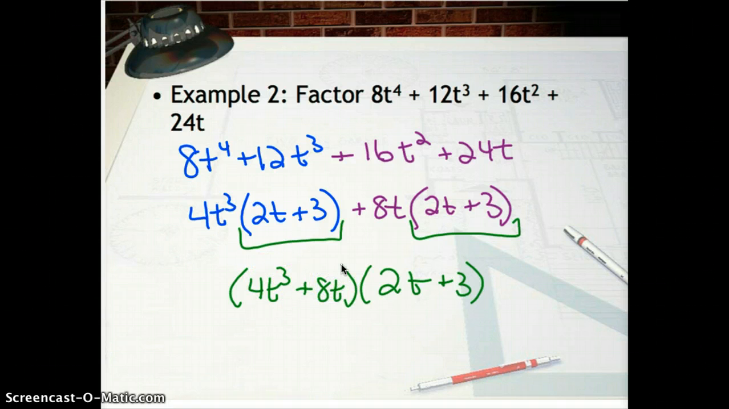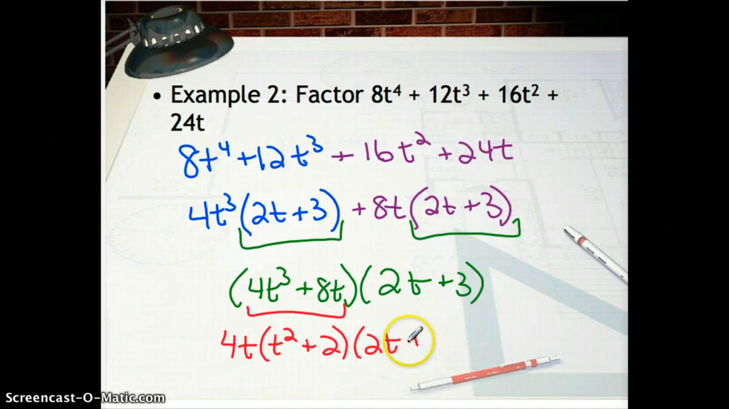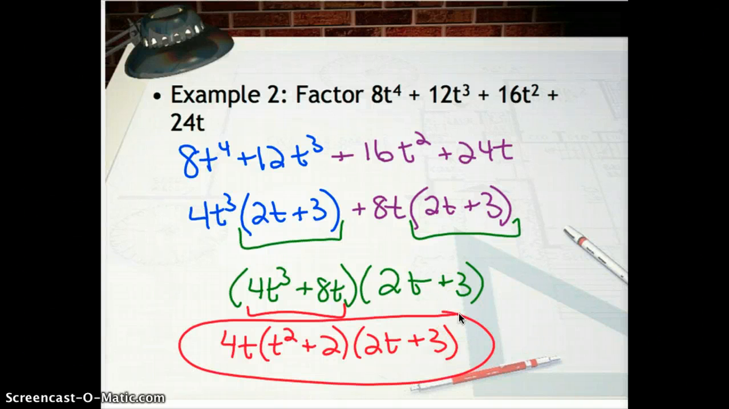But alert, I'm almost done, but do you notice that this term is not completely factored because there's a GCF that goes into both of those? So 4t happens to go into both of those, so I'm going to actually say 4t times t squared plus 2 times 2t plus 3. So now I took this 4t cubed plus 8t and I factored that to 4t times t squared plus 2, and then I left 2t plus 3 alone. That's my final factored form.